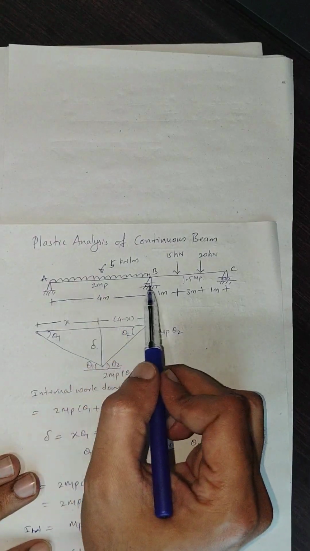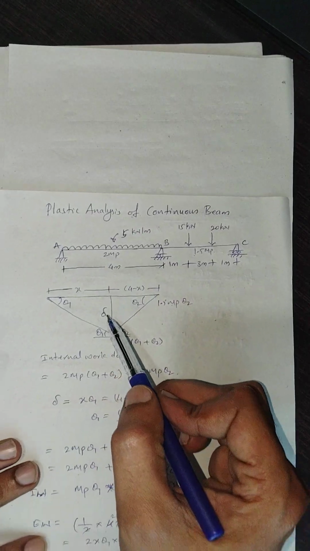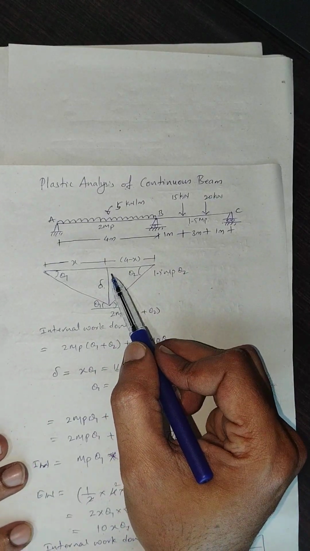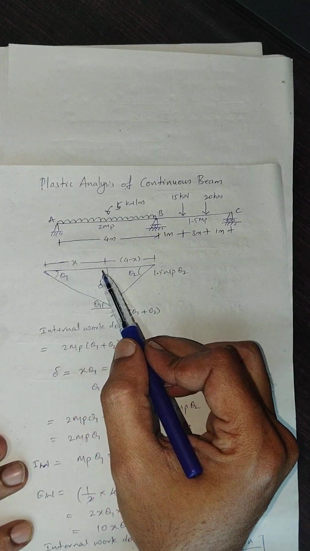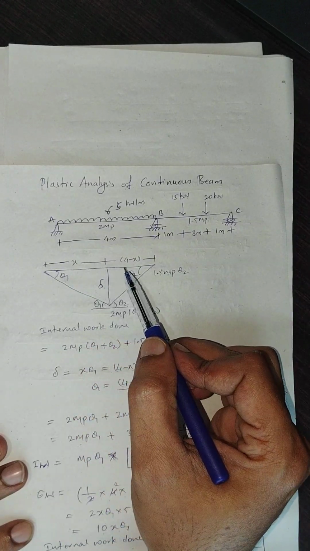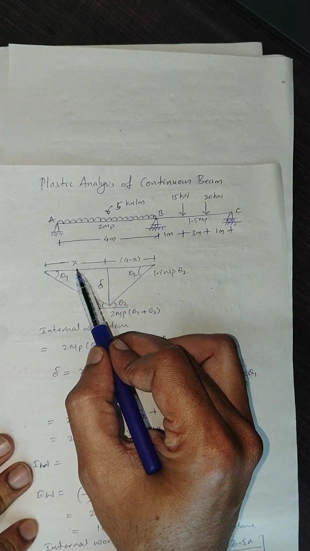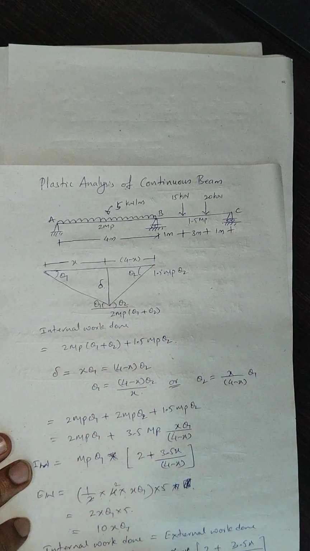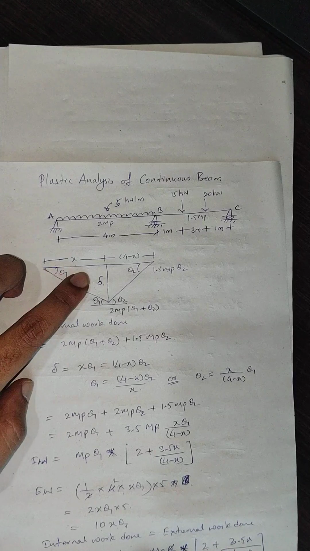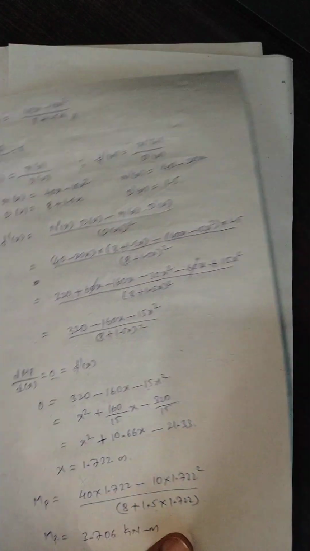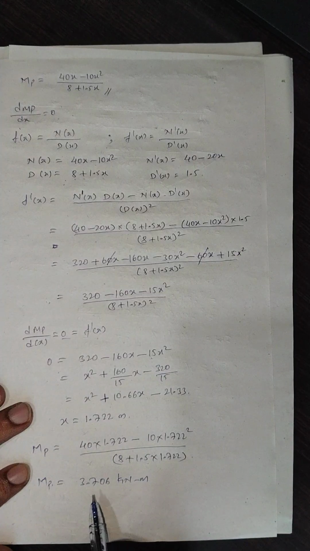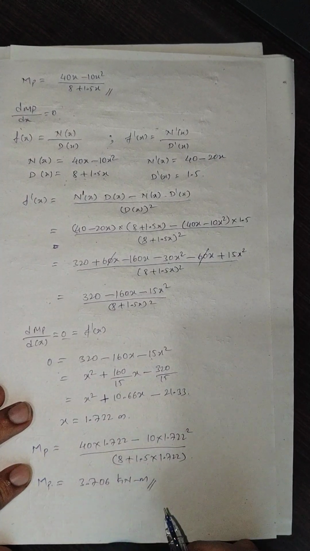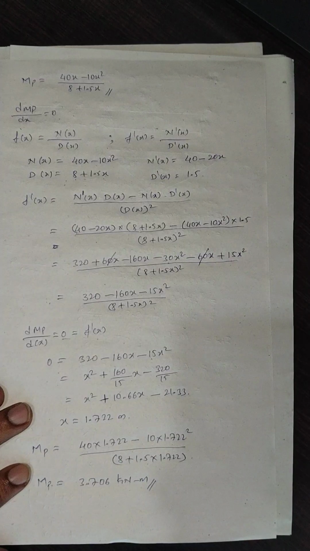When either of the supports are simply supported, then we cannot imagine or get the deflection exactly at the center. In that case, the maximum deflection is eccentric. So that is why we have taken this x and 4 minus x. So in this, the value of x is 1.722, and if I substitute that, we will be getting the plastic movement of the span AB is 3.706 kilonewton meters.